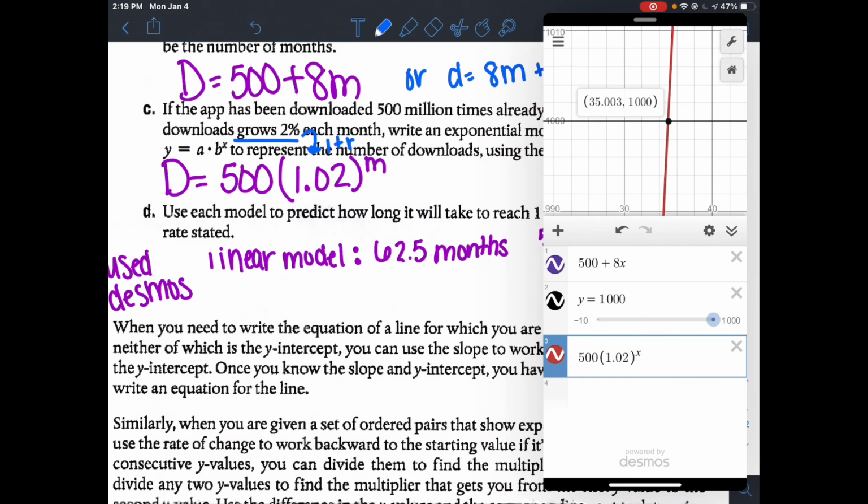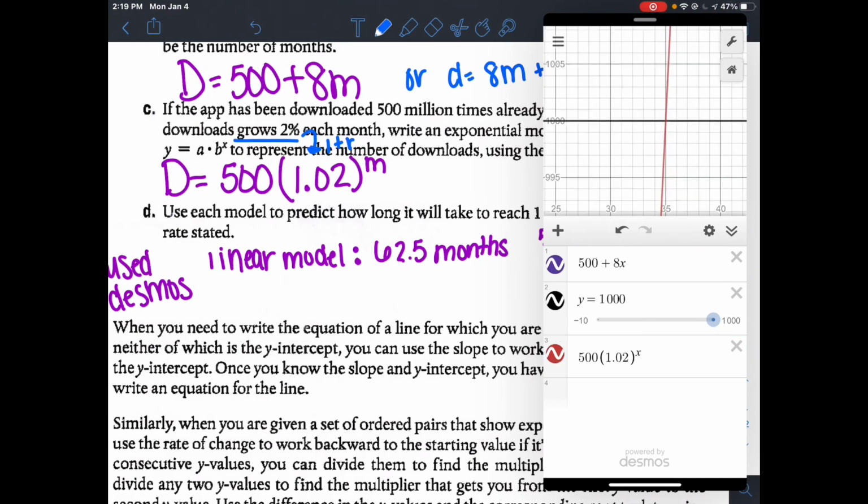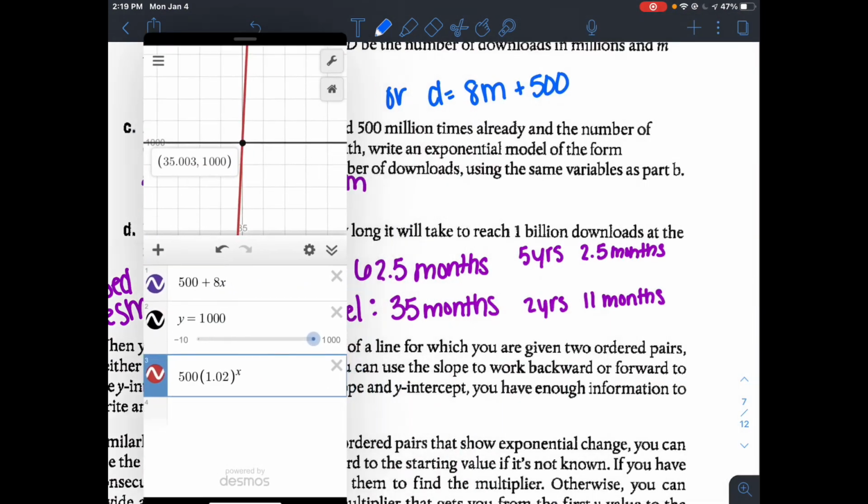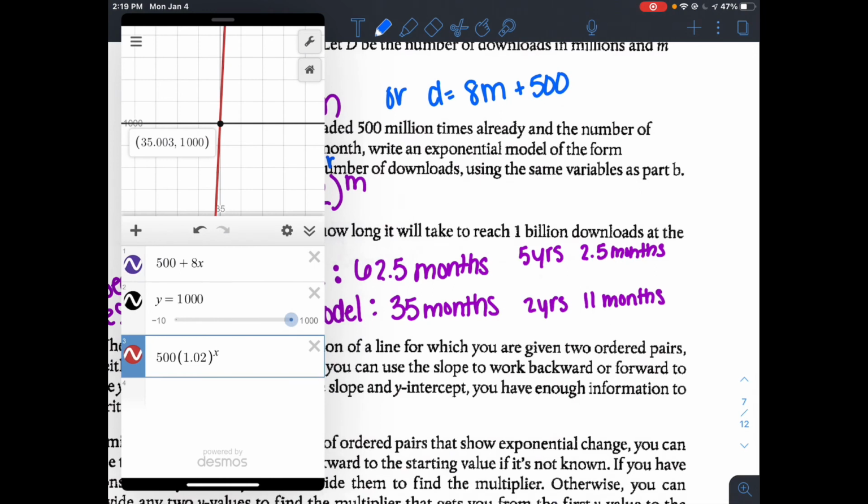Okay, that's better. Otherwise, it was saying it was going to take 1 month, and I knew that was definitely wrong. Okay, so I just tap on the point, and it looks like it's going to take pretty much just a straight up 35 months to download 1 billion times, or if you want to convert that, it's 2 years and 11 months. All right, so go ahead and you can start your homework section.